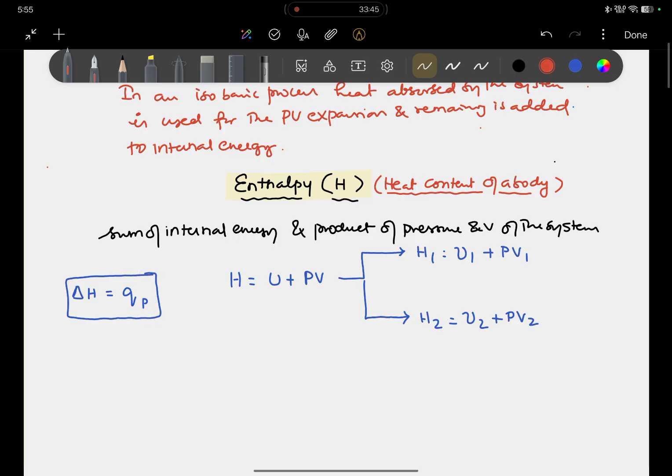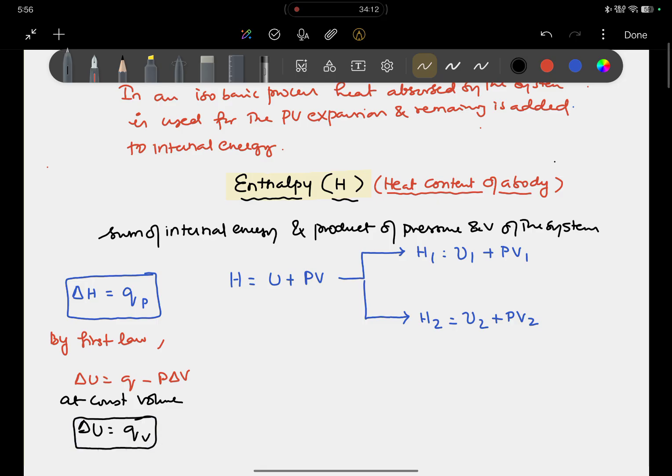Similarly, I can also derive by the first law, delta U is equal to Q minus P delta V. So if you are going to have a constant volume, make a note, then delta U is equal to QV.